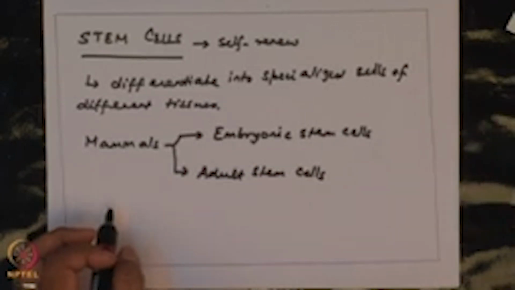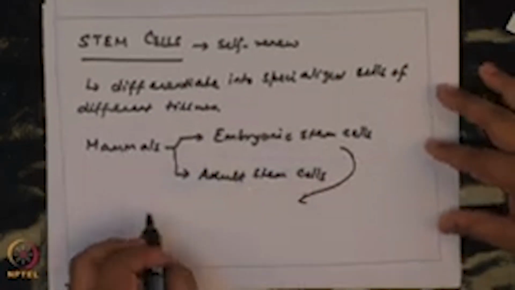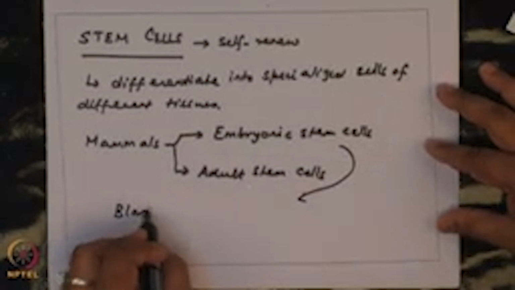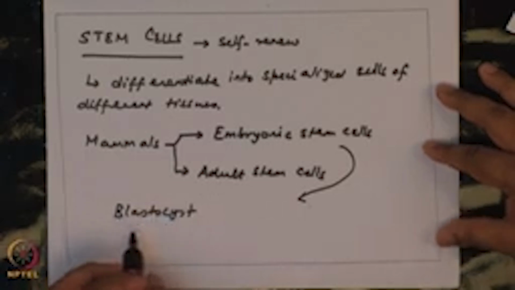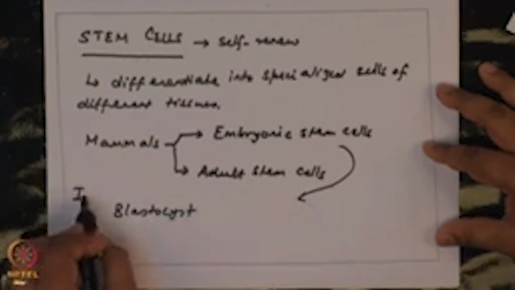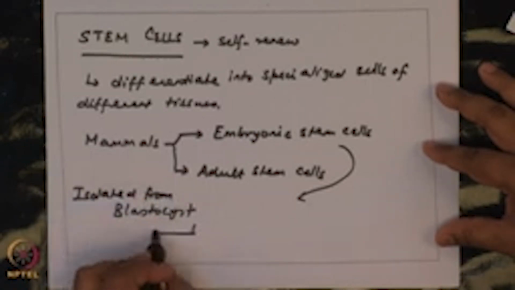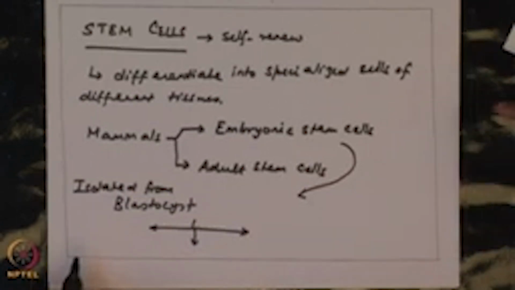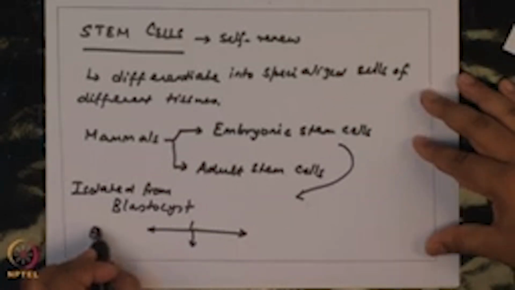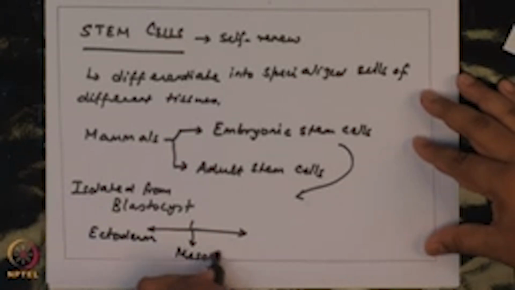Okay. So, what are ESCs? ESCs are cells which are isolated from the blastocysts. These embryonic stem cells are isolated from blastocysts, and these guys are called pluripotent because they can generate cells of the ectoderm, mesoderm and endoderm.